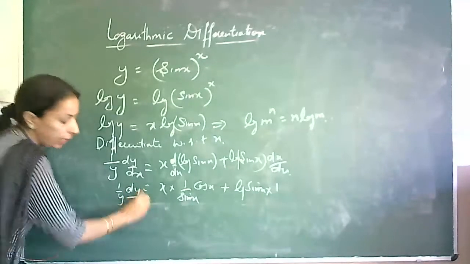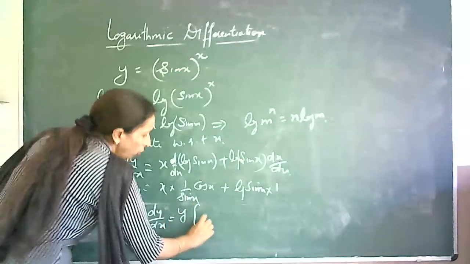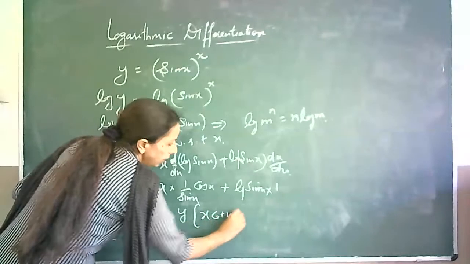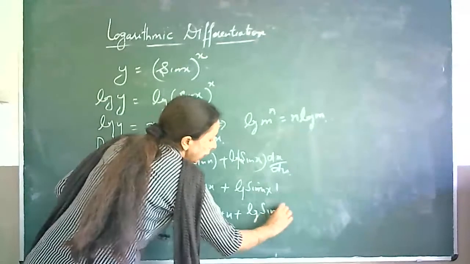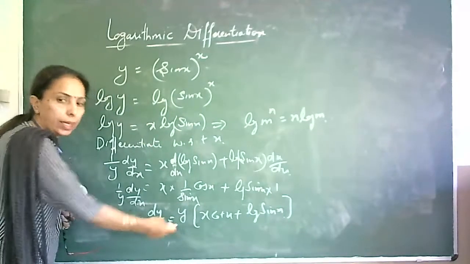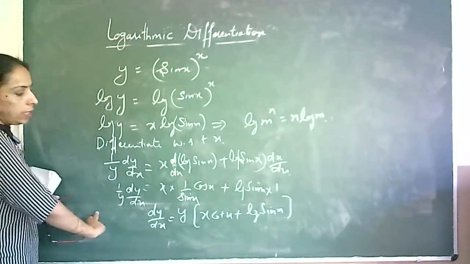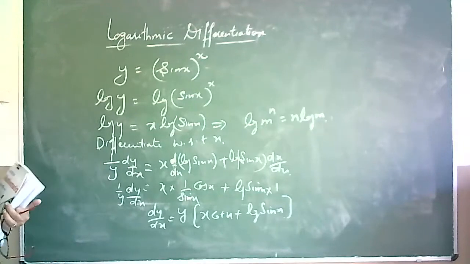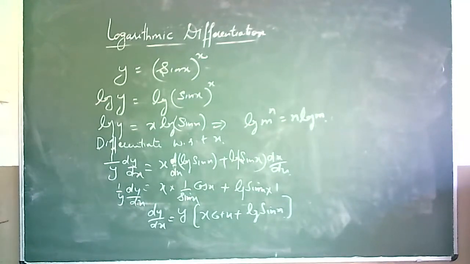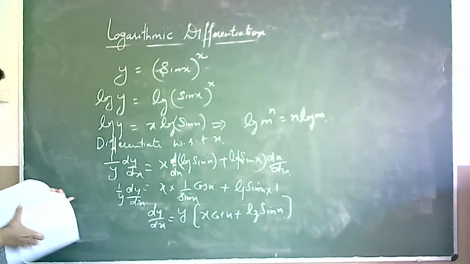So what is dy by dx equal to? dy by dx is equal to y into x cot x plus log sin x. And by the end, you will substitute the value of y in the result. Alright children, so this is the way. In this we can take log both sides and then differentiate the function. This is very helpful. This will simplify your differentiation. Let me solve a few questions of the exercise.